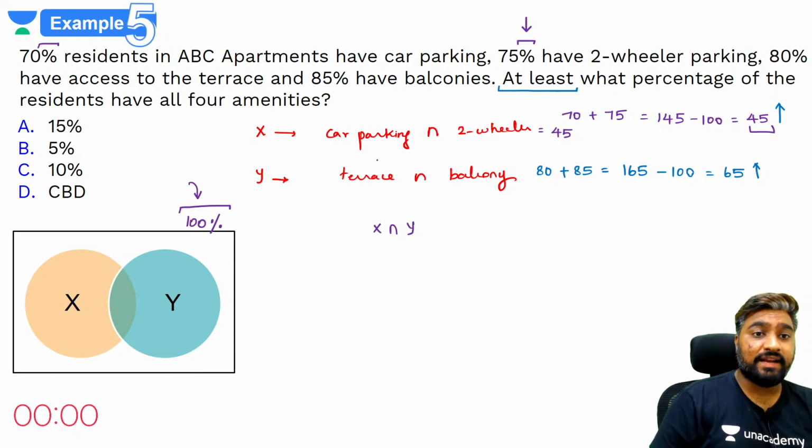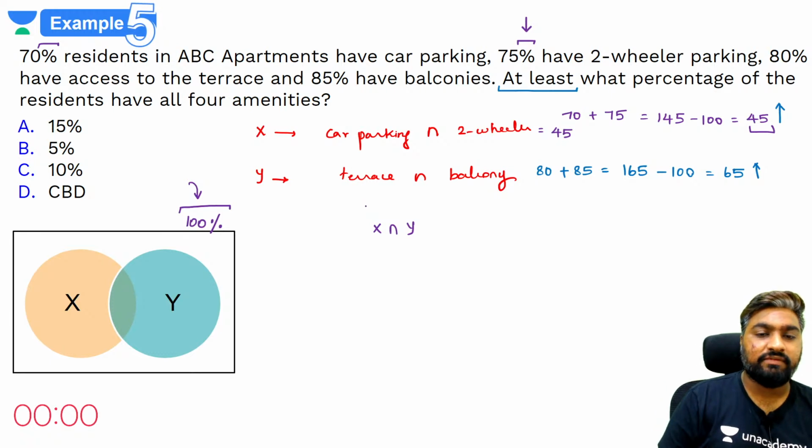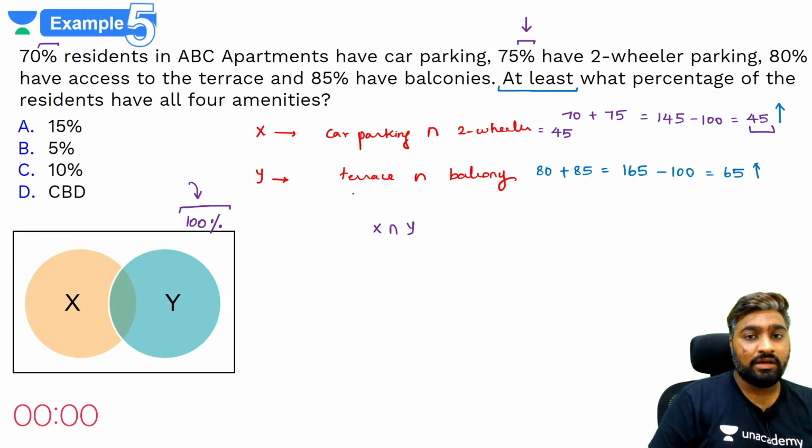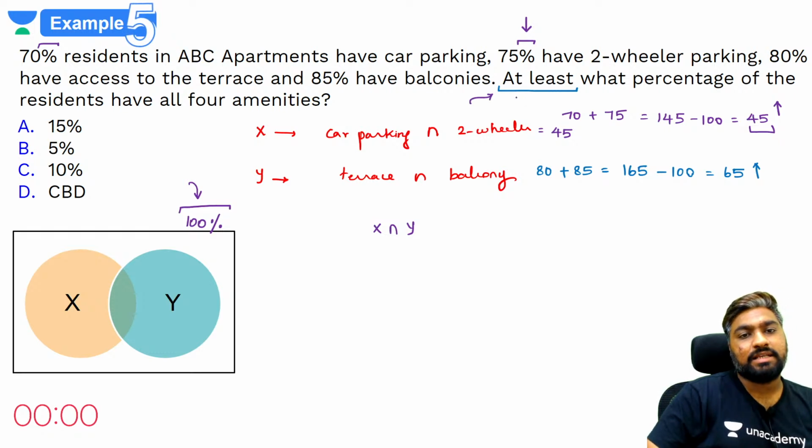Yes, now we will definitely have a null set also, right? We will definitely have a null set also, but we'll have to keep that at a minimum. This is maximum. They have asked us at least. At least means what? Minimum.